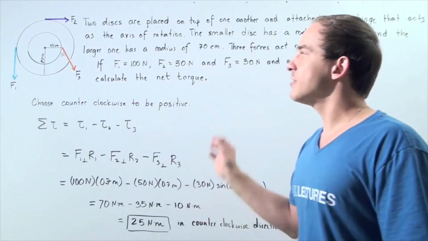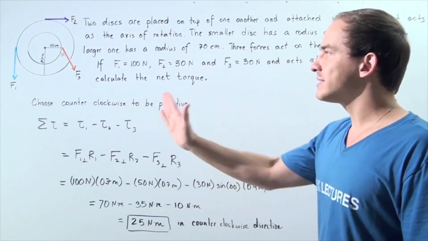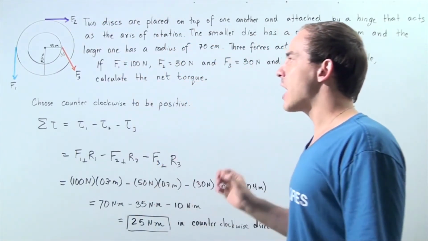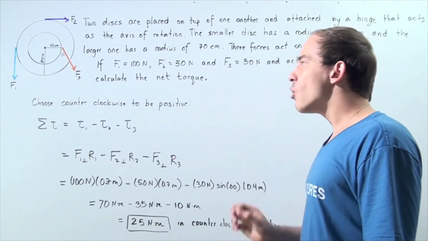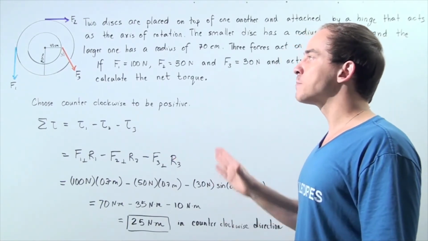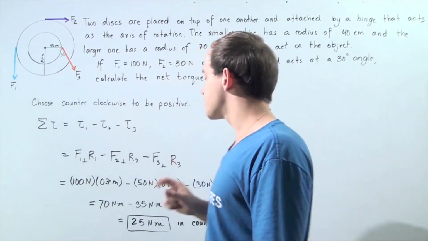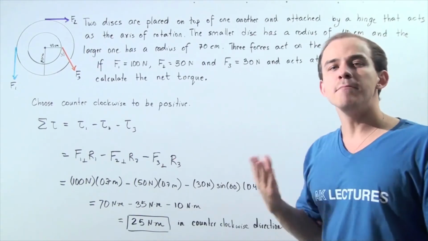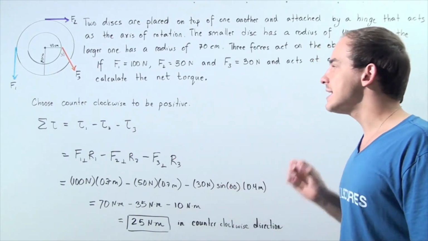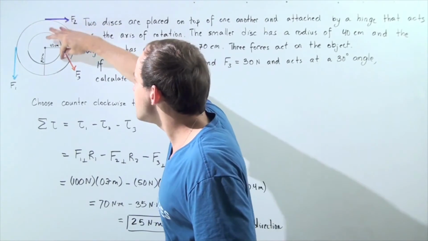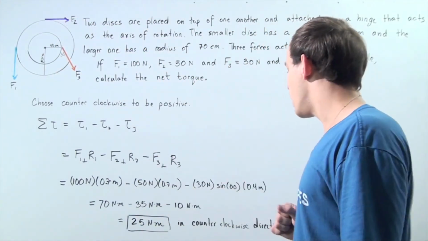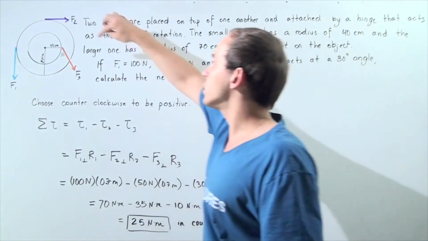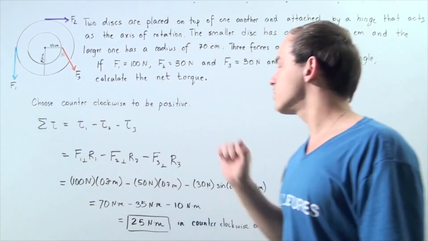Force number 3 acts at a 30-degree angle with respect to the y-axis and a 60-degree angle with respect to our x-axis. So that means in order to calculate the force that acts perpendicular to the smaller disc, we have to take the force, the magnitude of force 3, 30 newtons, and multiply by sine of the angle 60, because we're looking for this force that points along the y-axis. So we have 30 times sine 60 times our 0.4 meters, the radius of the small circle.